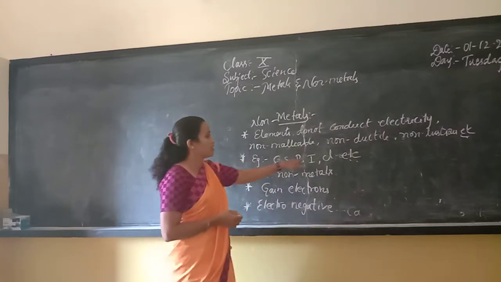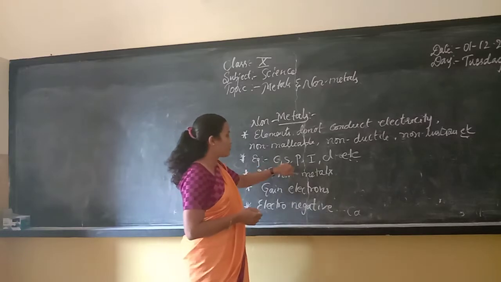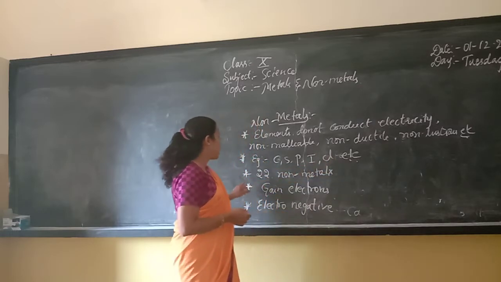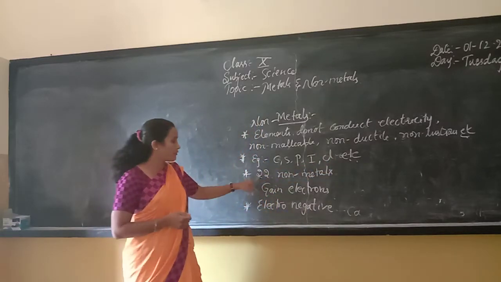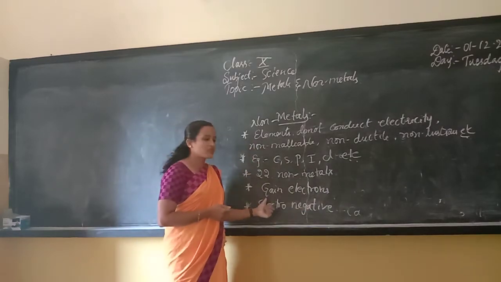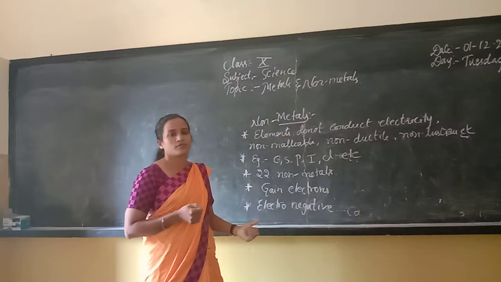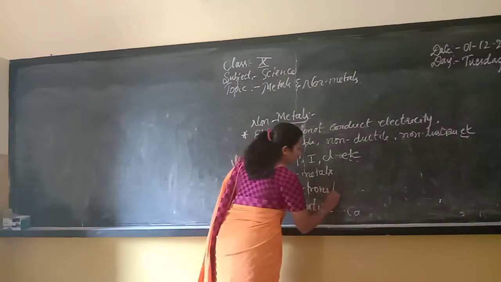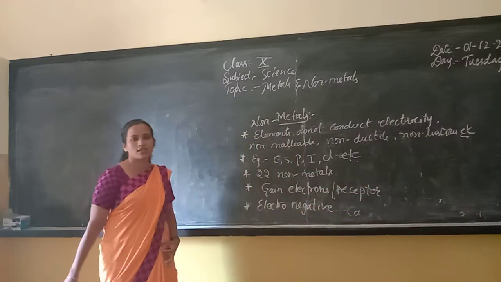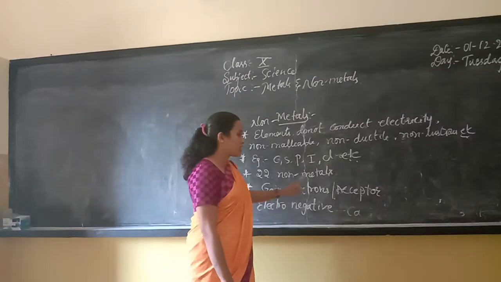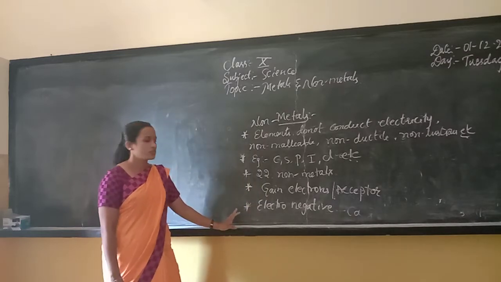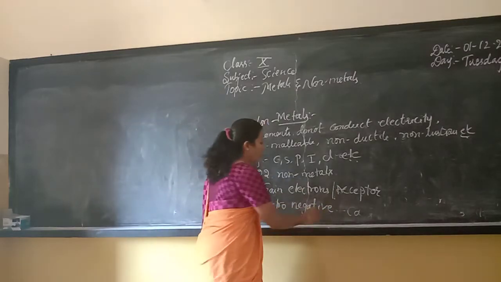Next, the examples are these: carbon, sulfur, phosphorus, iodine, chlorine, etc. Then, in our periodic table, we find there are 22 non-metals. Non-metals have the capacity to gain electrons, or to accept electrons. We can also call them acceptors. Though they accept the electrons, they carry the negative charge in them, so they are called electronegative or anions.